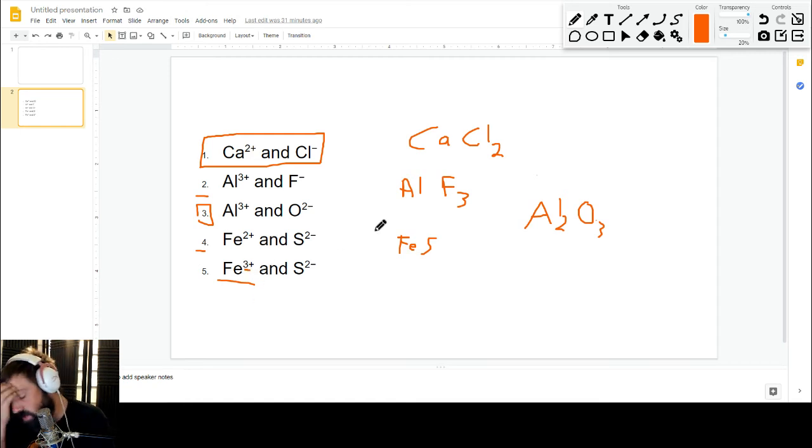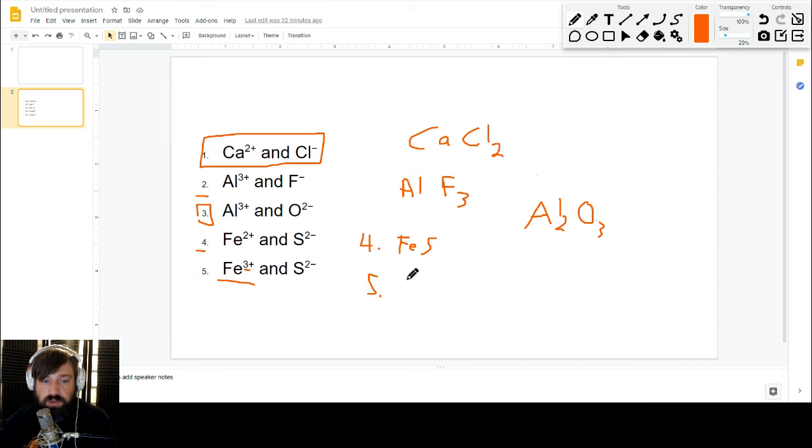Remember, those transition metals can switch up their ions. Iron can actually be 2+, 3+, or 6+. And you don't really know which unless you're told. You can't just say iron sulfide and know which one it is. Is it 2+, 3+, 6+? But what you can do is look at the chemical formula. So this one is for number 5, where we have 3 plus and 2 minus.